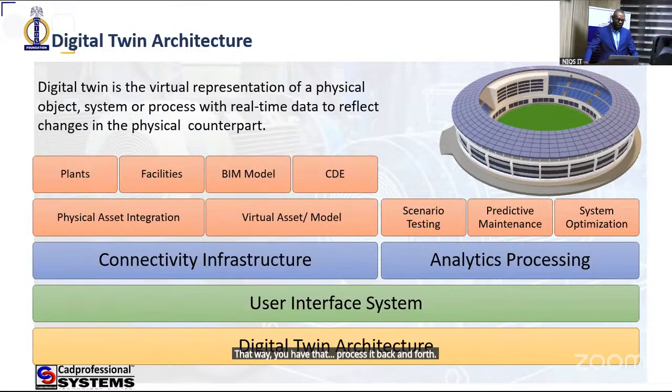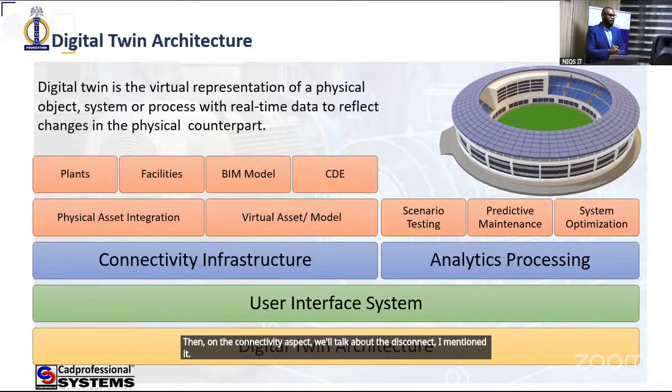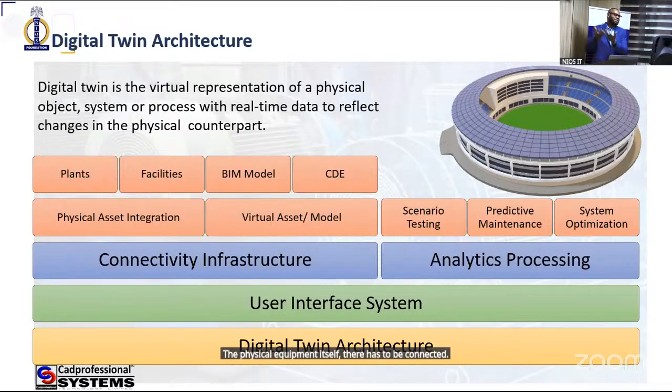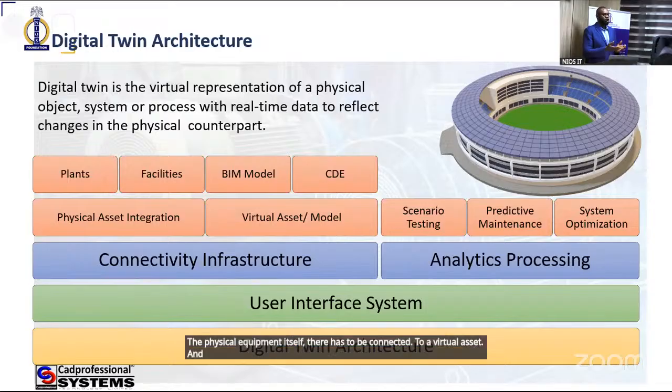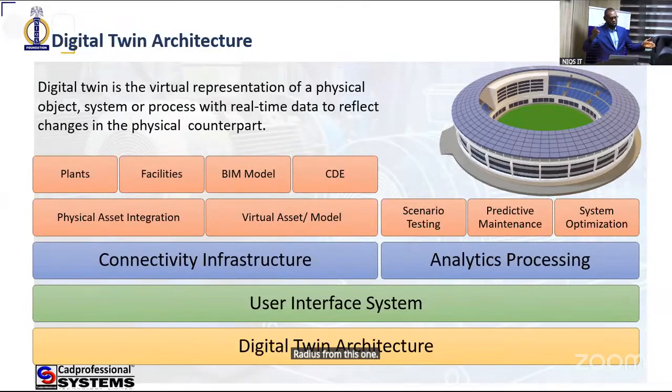Then on the connectivity aspect, we'll talk about the physical asset itself. I mentioned it. The physical equipment itself, it has to be connected to a virtual asset. And sometimes what you use to connect them are either sensors or IoT devices that are able to transfer and transmit those readings from this physical asset to the other one.